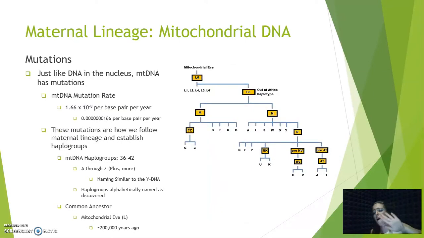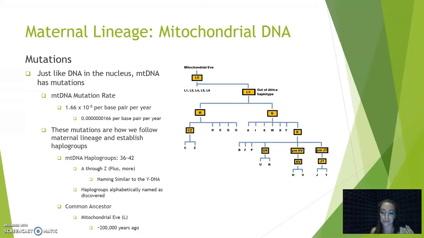Now, all of that aside, mutations. So just like DNA in the nucleus, mitochondrial DNA goes through mutations. It has a mutation rate that is very small, very similar to the Y DNA. It's 1.66 times 10 to the negative 8th. And if you don't like the scientific notation, I'm not going to say 0.00000 forever, so you can see it there.